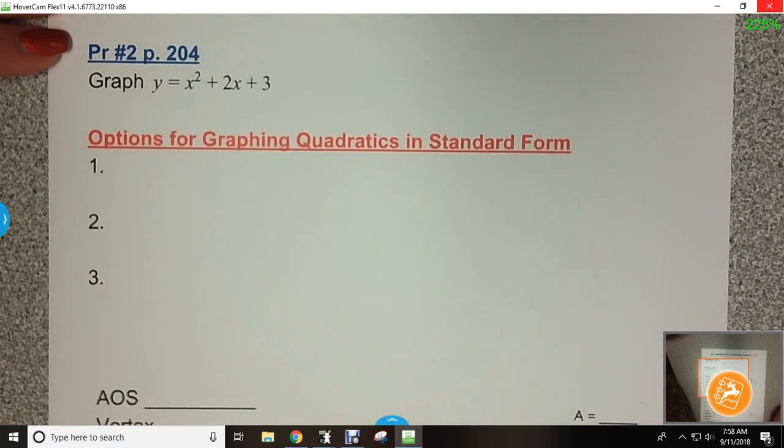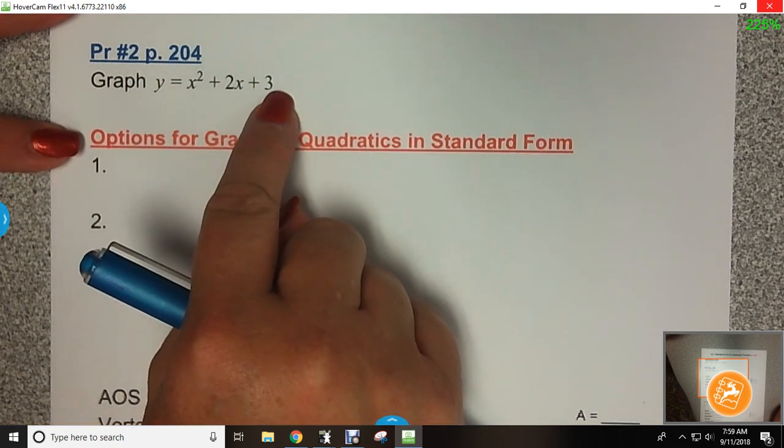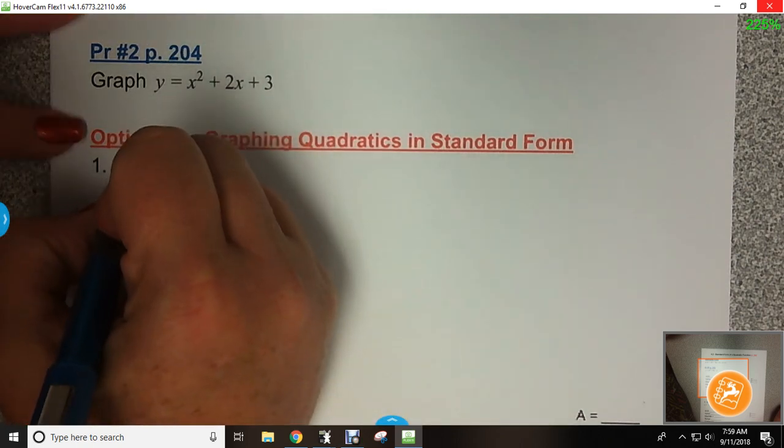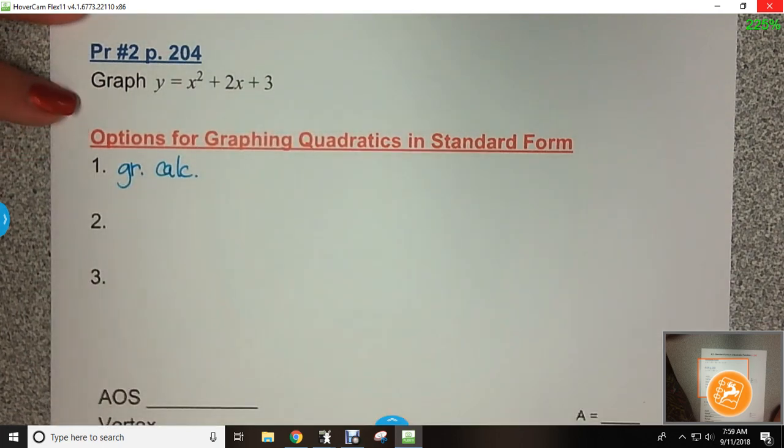Alright, here is the second part of the 4.2 video. Here now they want us to graph this equation. So I'm going to give you 3 different options for graphing in standard form. And one of those is using the graphing calculator. Some of you've gotten really good at that, but you are going to have to graph some by hand. So we're going to talk about that as well.